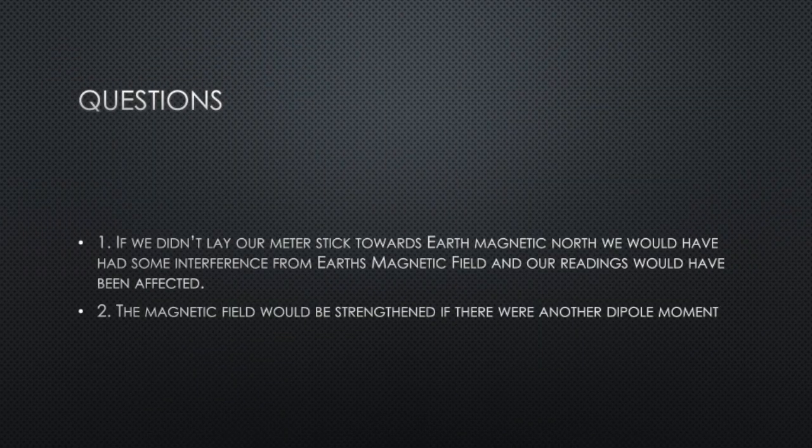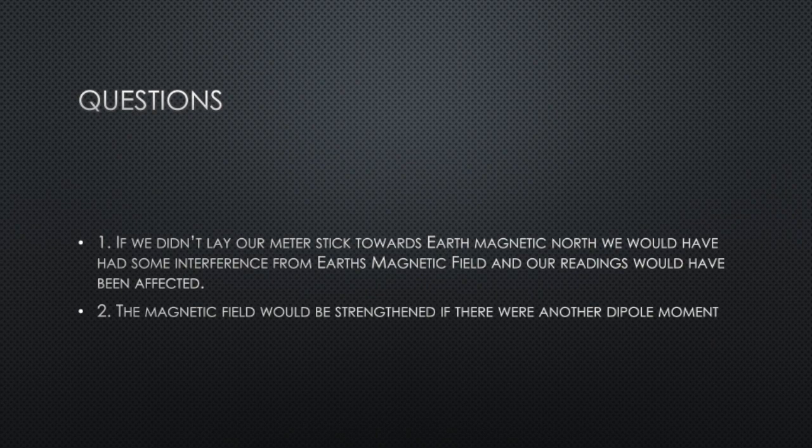Finally, to answer the question of what would have happened if we hadn't placed the meter stick at an angle that was perpendicular to Earth's magnetic axis, I would say that if it weren't at that angle, then Earth's magnetic field would have interfered with our experiments, which would have made all of our measurements inaccurate. So it was very important that we place the meter stick exactly at that position.